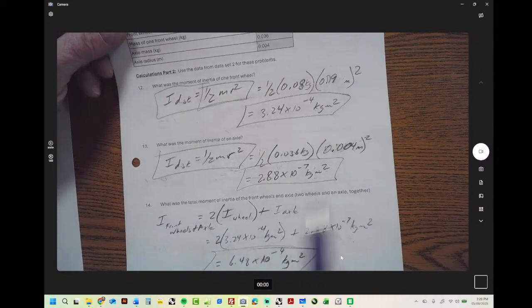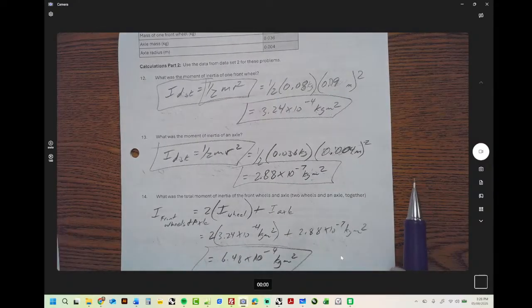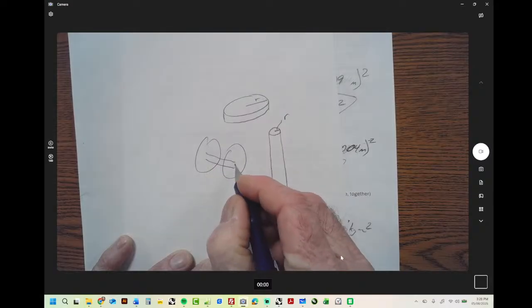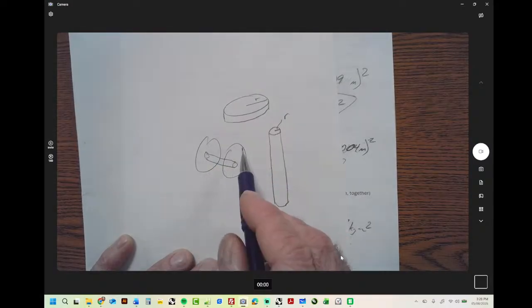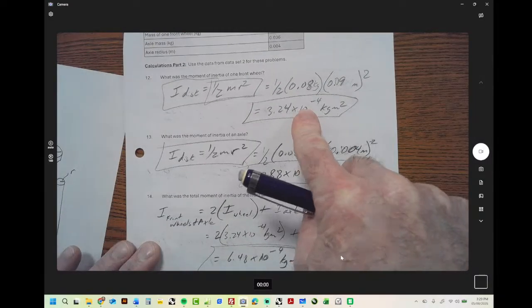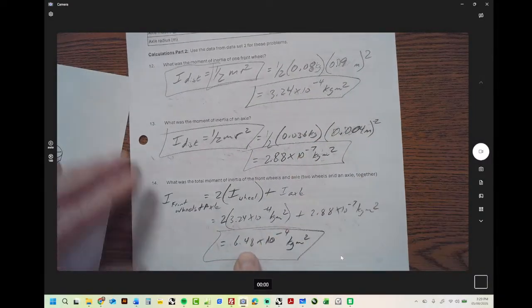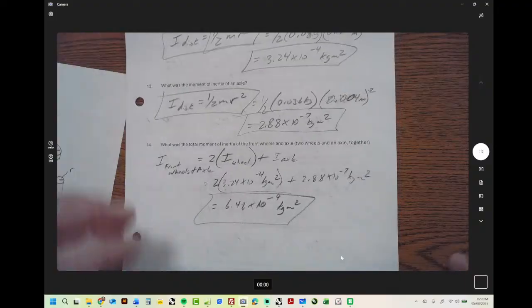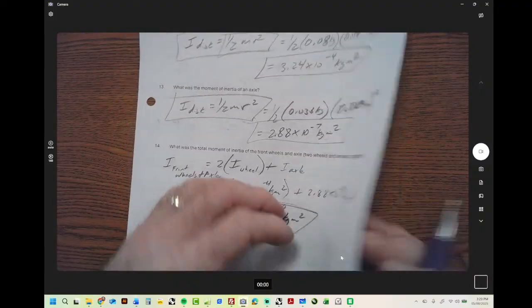And then for the total moment of inertia of two wheels and an axle put together, you've got to add this wheel plus that wheel. So two of these plus this. And that comes out to, in this case, this much. 2 times this plus that. Again, kilograms meters squared.